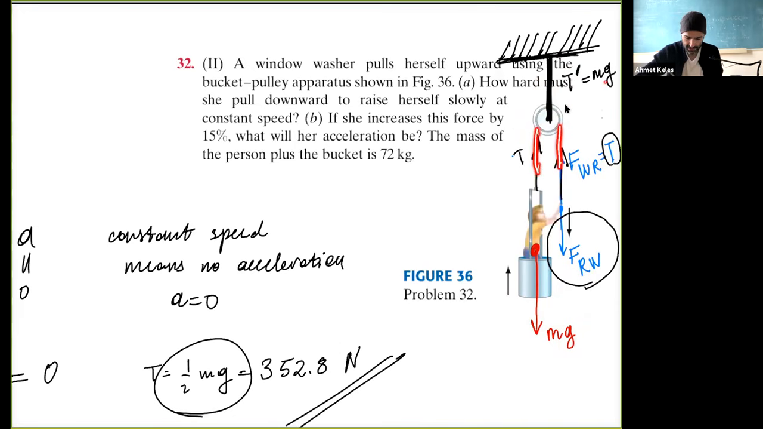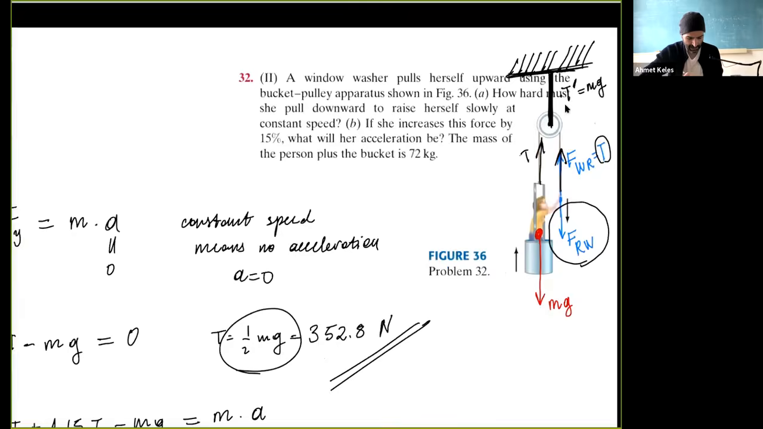This T prime is divided into two different guys, right? If I look at this point and identify forces on it, one T prime is up, two T primes are down. And I say, oh, okay, this T prime must be divided in two branches. Half here, the other half here. So then T is equal to 1/2 mg, okay?